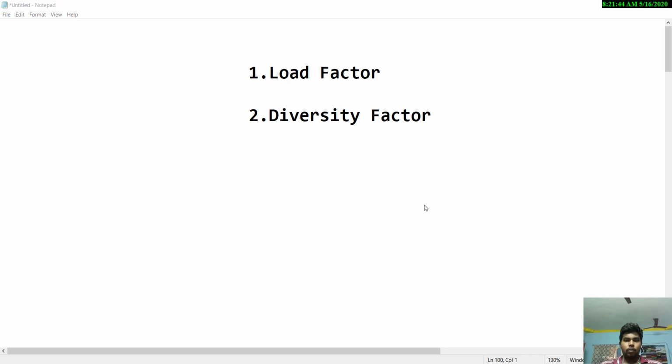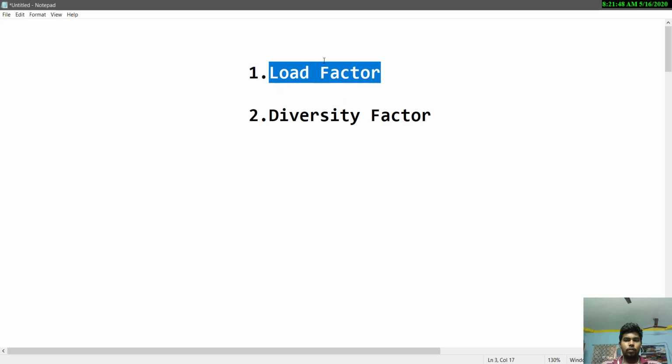Hi all. Today we are going to see what is load factor, what are the steps to improve load factor, and why we need load factor. And another topic is diversity factor. Now let us go into the first topic, load factor.